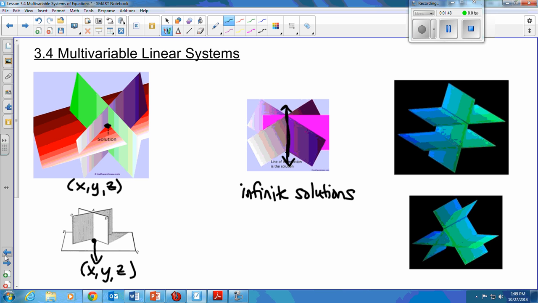Then the last situation, on this last picture right here: any 2 planes intersect, right? I've got this plane and this plane that intersect, this plane and that plane that intersect, but there's no place where all 3 intersect at the same time. The same is true down here. I've got these 2 planes intersecting, or these 2, or those 2, but there's no solution where all 3 intersect at the same time.